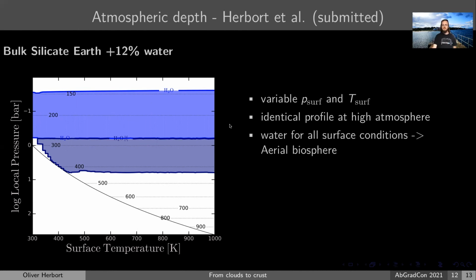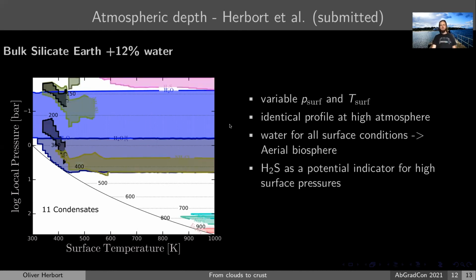But the second interesting part is when we take a look at all the other condensates that we have in these models, where I especially just want to mention the H2S cloud up here at the very high part of the atmosphere. And that is only appearing for the high surface pressures, where we have a high surface temperature, also quite a lot of sulfur in the atmosphere and a lot of hydrogen in the atmosphere. And then we can actually form the H2S clouds. And that can be used, according to these models, as a potential indicator for high surface pressures.